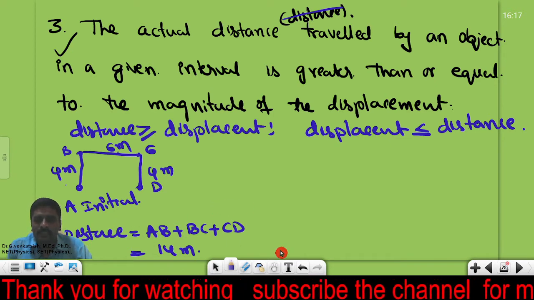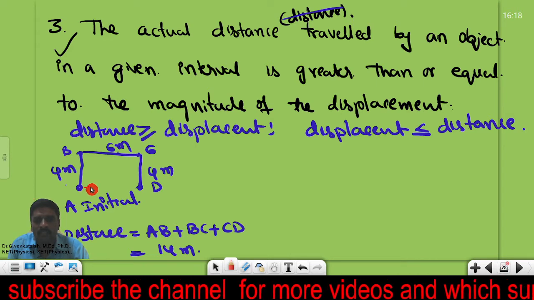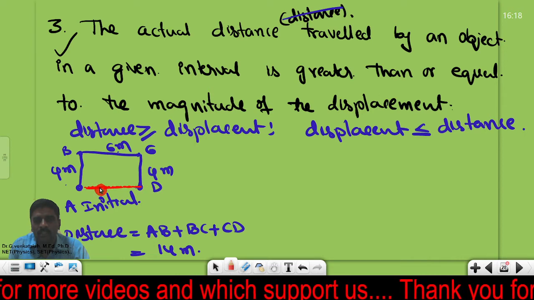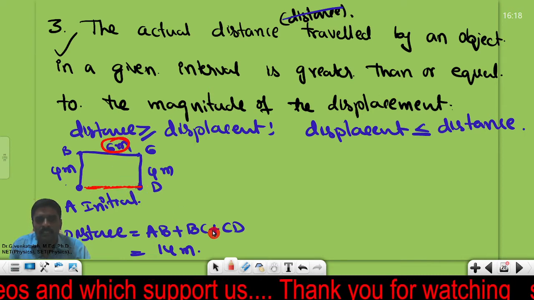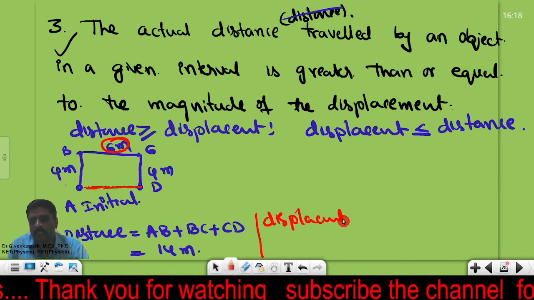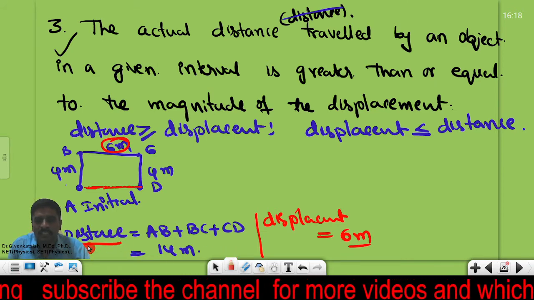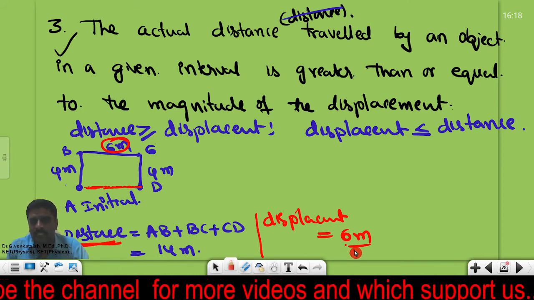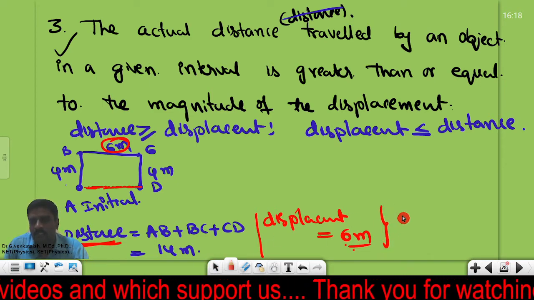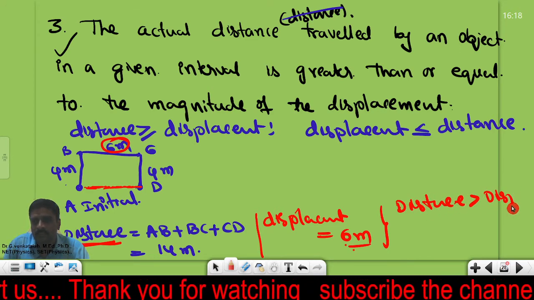But what is the displacement value? It is the shortest distance between the initial and final points. Shortest distance means the perpendicular line I am drawing here. The perpendicular line, how much value are we getting? 6 meters only. That means the displacement is equal to 6 meters. Then in this case what do we learn? The distance, 14 meters, is greater than the 6 meters value. The distance is greater than the displacement. In this case the conclusion is that the distance is greater than the displacement.